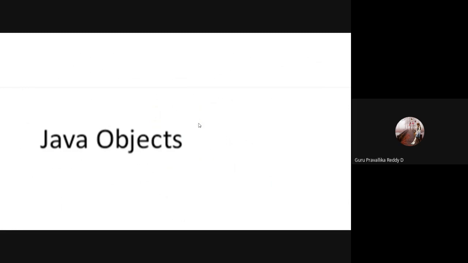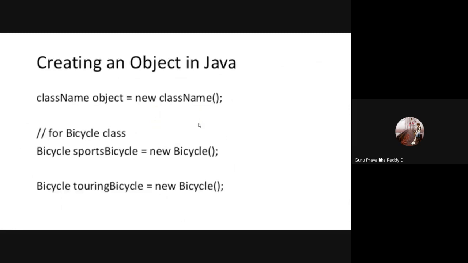Creating an object in Java: ClassName object = new ClassName(). In this way, we create an object. For example, Bicycle sportsBicycle = new Bicycle(); Bicycle touringBicycle = new Bicycle(); for the Bicycle class, we use this to create an object.